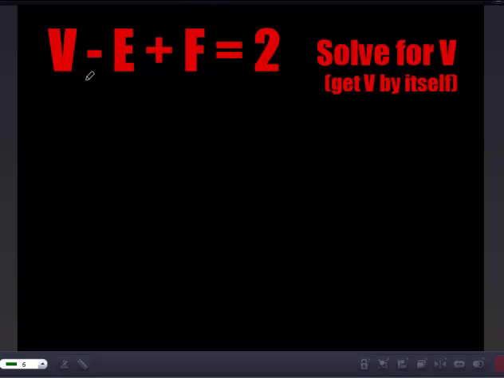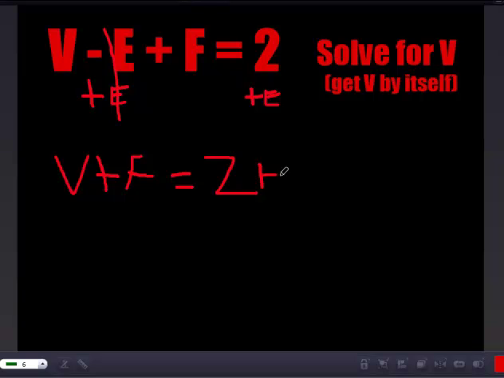So we want to get rid of this e first, so I'm going to add e to both sides. So this e gets canceled. So v plus f equals 2 plus e. Let me erase that, it looks a little weird. Let's start over. v plus f equals 2 plus e. Much neater. Now we still have to get v by itself, so we're going to subtract f.